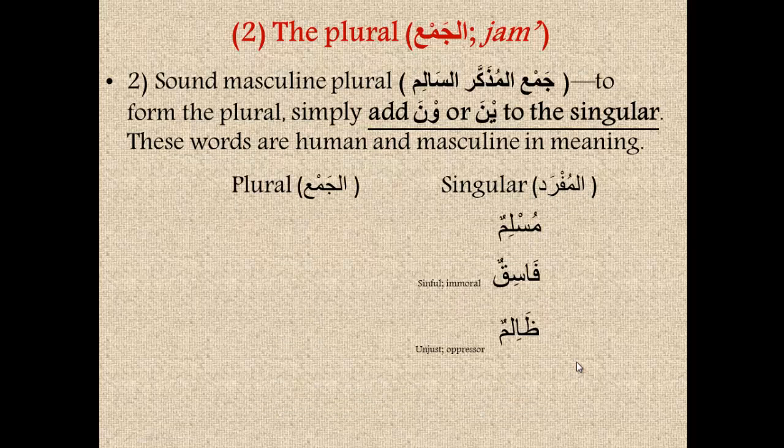Next, we have category number 2, the sound masculine plural, or jam' al-mudhakkar al-salim. To form this type of plural, simply add una or ina to the singular. Una or ina. These words are human and masculine in meaning. Let's take 3 examples. We have muslimun, which is one male believer of the Islamic faith. Mufrad. To make the jam' or the plural, we add una or ina to the end. So we get muslimuna or muslimina.